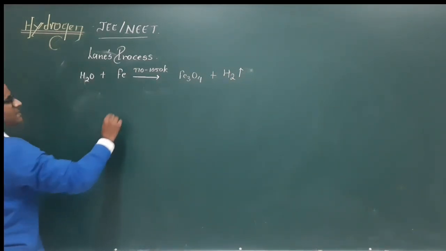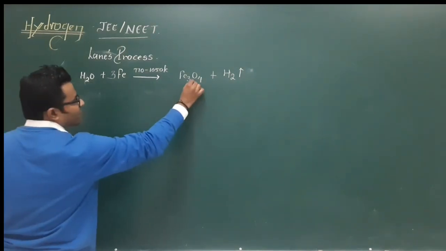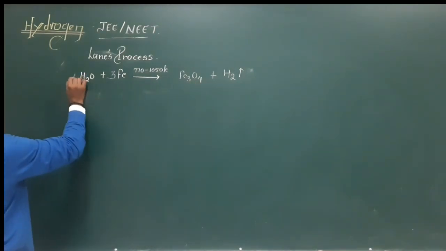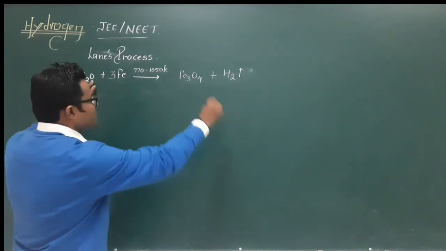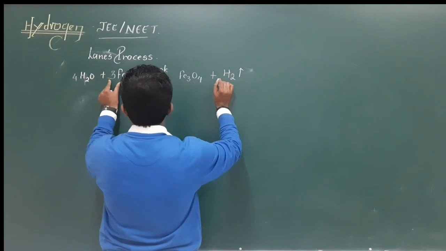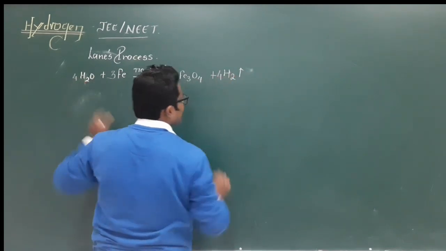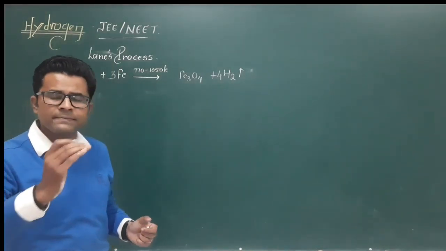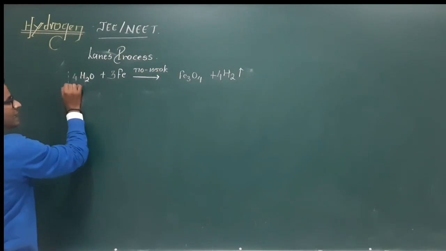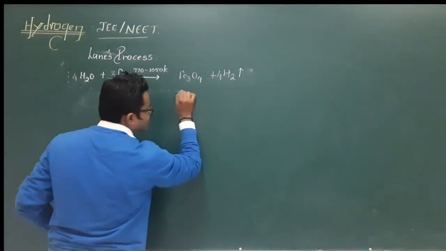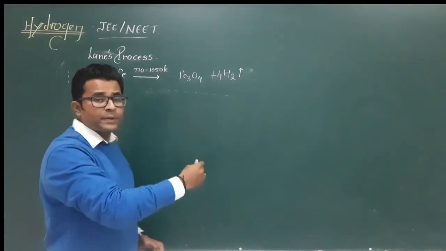In order to balance this reaction, let's take 3 here, and since we have 4 oxygens, let's take 4 here. So we have 4 oxygens on both sides, we have 3 irons on both sides, and what remains is the 4 hydrogens, which will get evolved. Now, this was about Lane's process, and that is the preparation of hydrogen. So here we end the preparation of hydrogen.